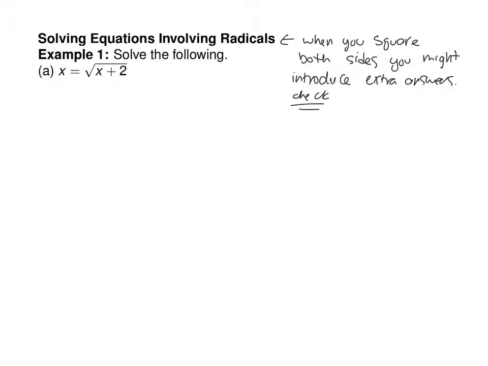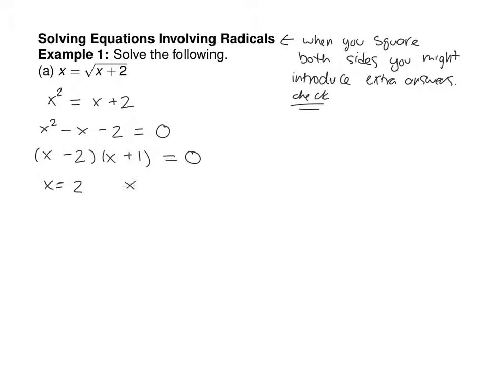So when you square both sides, you get x squared equals what? X plus 2. And so we're probably going to solve by factoring, right? So move the x and the 2 to the left. You get x squared minus x minus 2 equals 0. And then that factors pretty easily, doesn't it? Into x minus 2 times x plus 1. And so one potential answer is 2, and one other potential answer is negative 1.